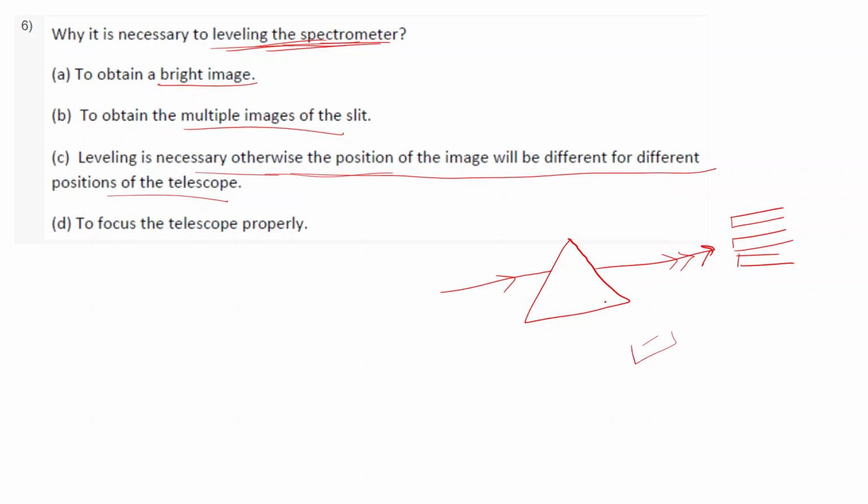But if the level of the collimator, level of the prism table, and level of the telescope are not at the same horizontal level, then this telescope position will not be unique, and that will be a big problem when we are trying to take the reading of the positions. So this is the reason why leveling is important.